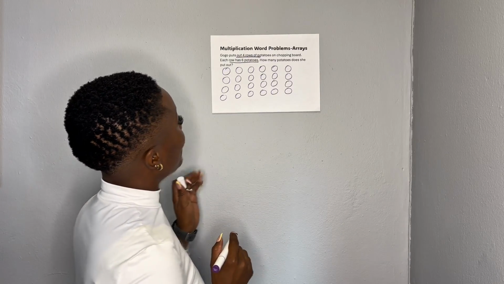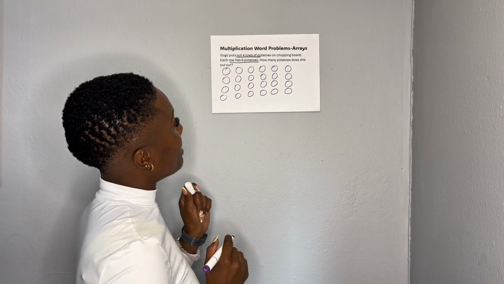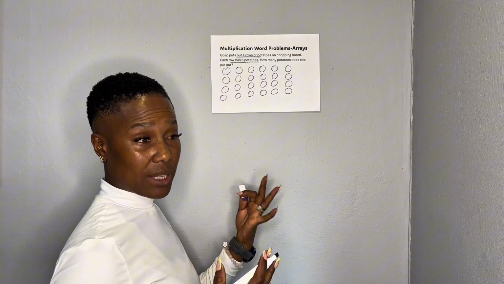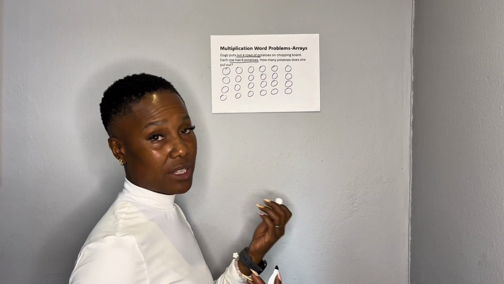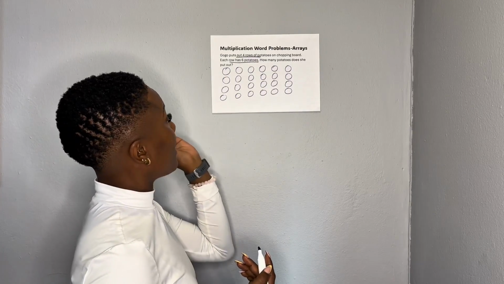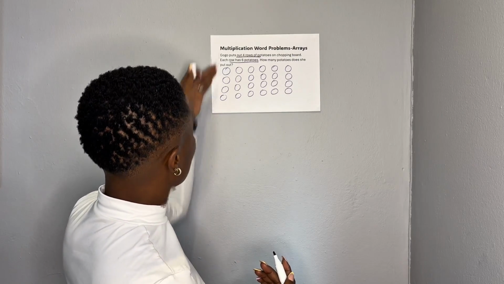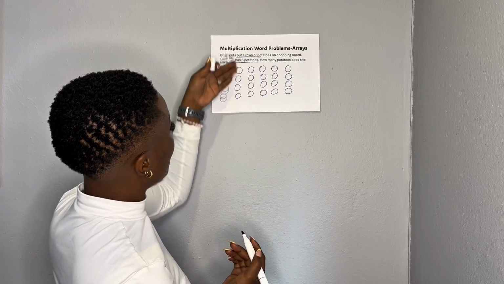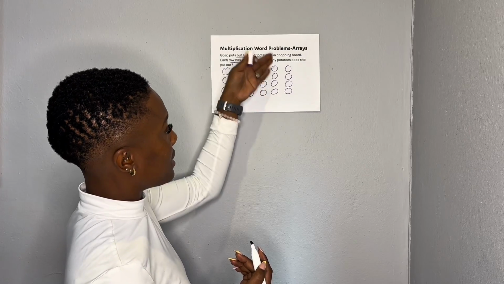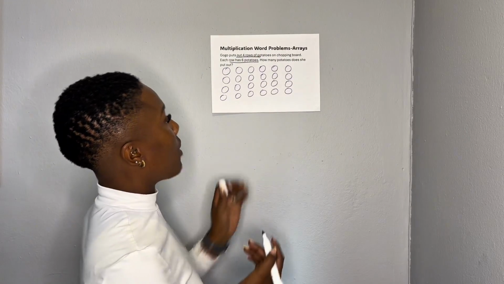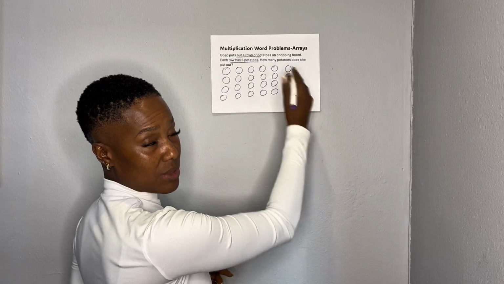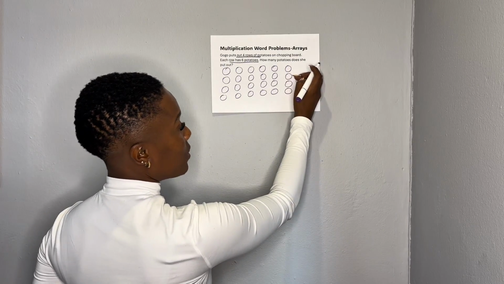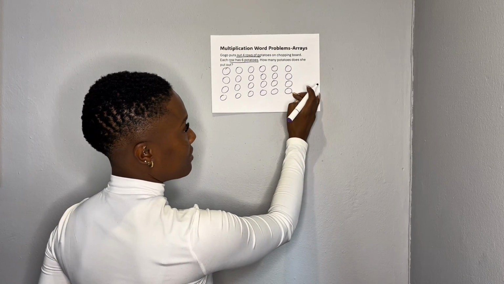Now we need to write down the number sentence. However, before we write the number sentence, you need to give your child or your children a chance to skip count. They can either do it counting in 4s or counting in 6s. We can count 4, 8, 12, 16, 20, 24. Or skip counting in 6s: 6, 12, 18, 24.